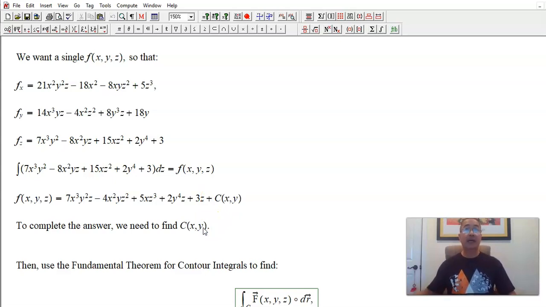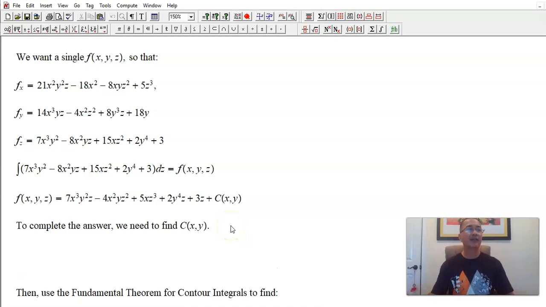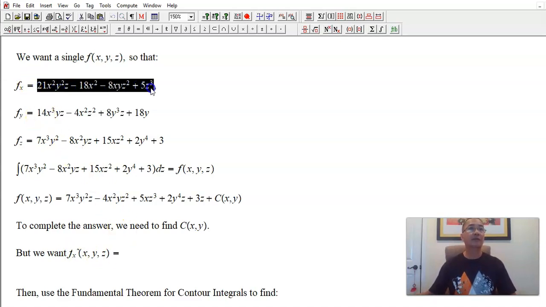Of course, we only worked on one component, the z component. We still have two to go. We need to match the partial derivative of this preliminary answer with the first component and with the second component, respectively. But we want f sub x. So we want the partial derivative here to be equal to this component.